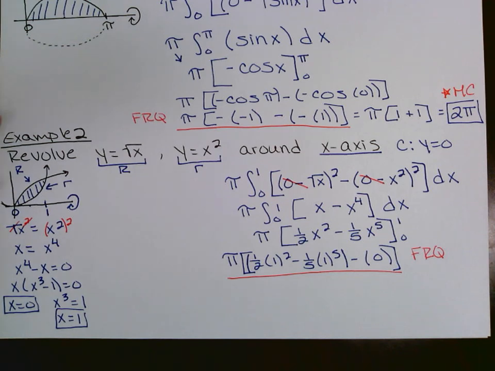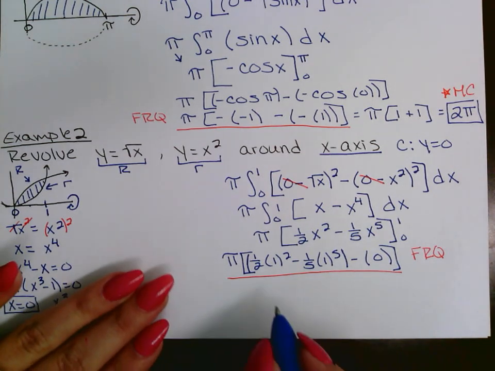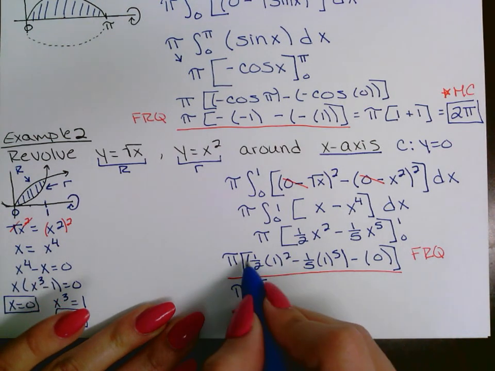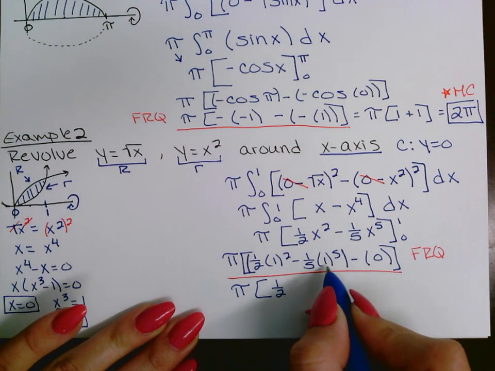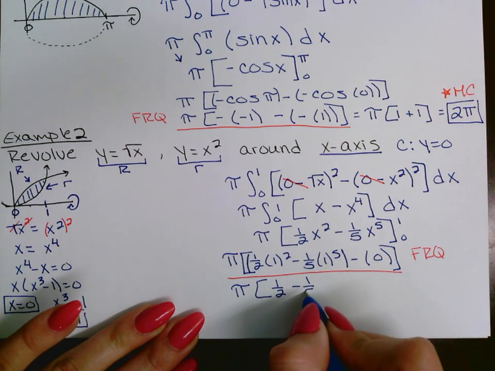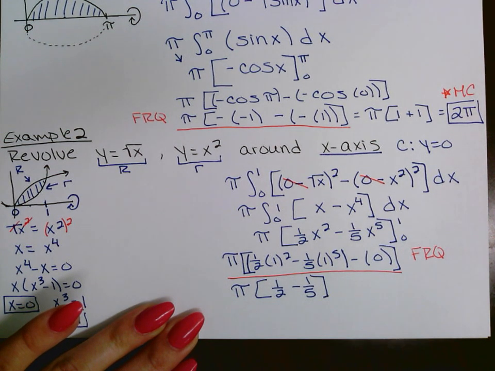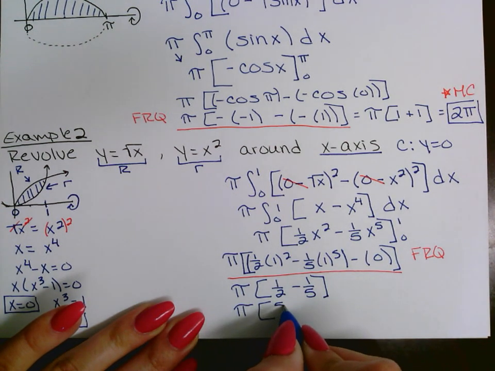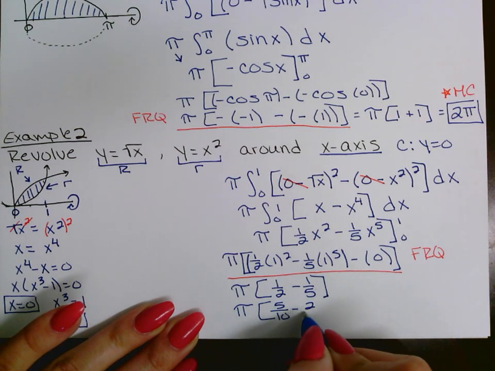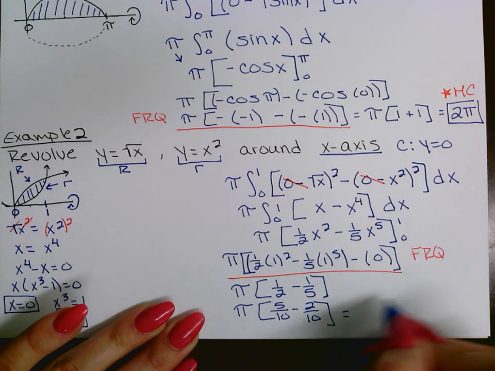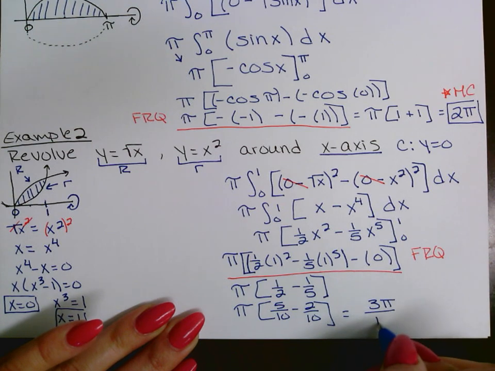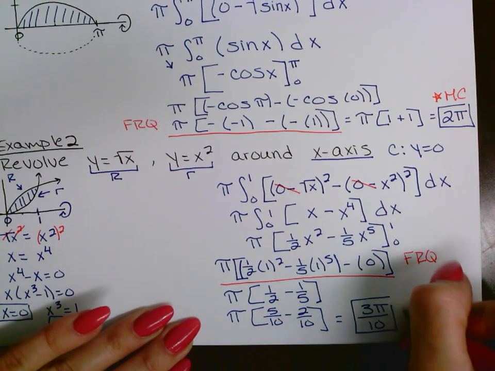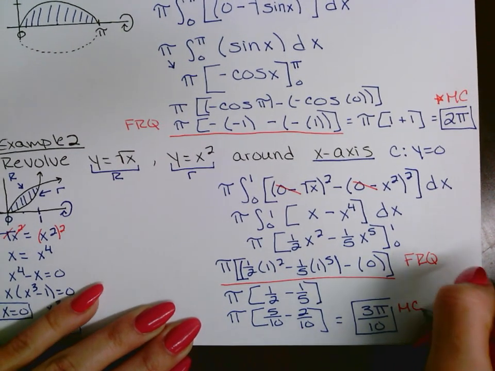Now, if this was a multiple choice question, I would have to finish. So this would give me, this one isn't actually too bad at all. 1 squared is 1. 1 times a half is just a half. Same thing with 1 to the 5th. Okay. So this would just give me, get common denominator, three pi over 10. And again, this is only necessary if this is a multiple choice question.